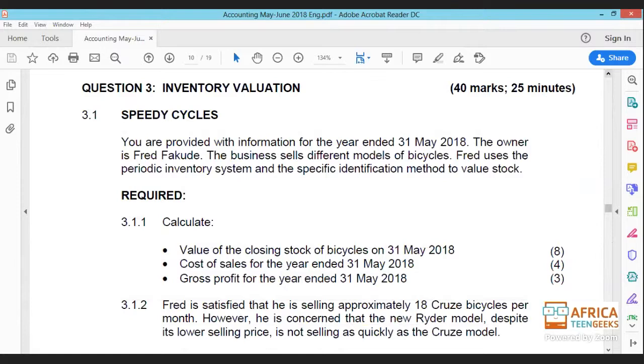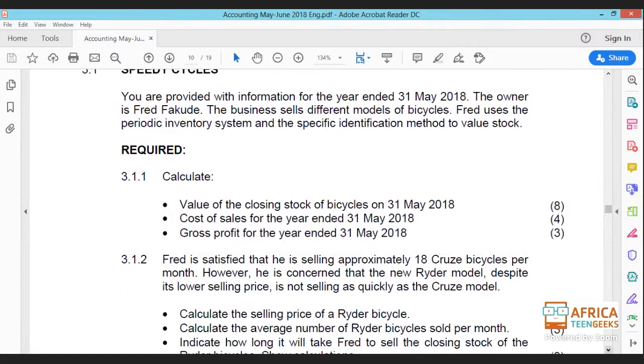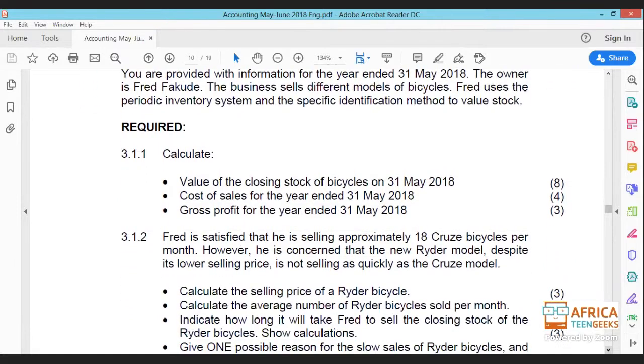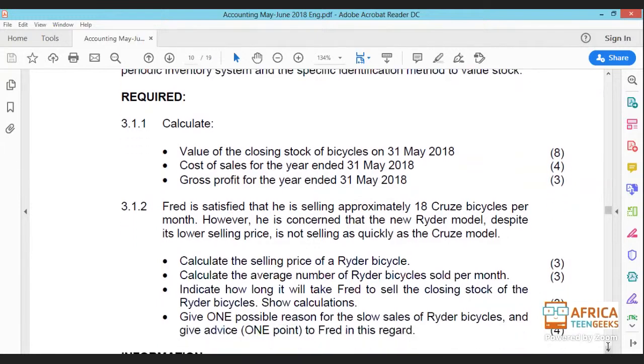Okay, it says to us here, Fred is satisfied that he is selling approximately 18 cruise bicycles per month. However, he is concerned that the new rider model, despite its low selling price, is not selling as quickly as the cruise model. So basically, here they're saying to you, calculate the selling price of a rider model. So we need to calculate the selling price of the rider model.